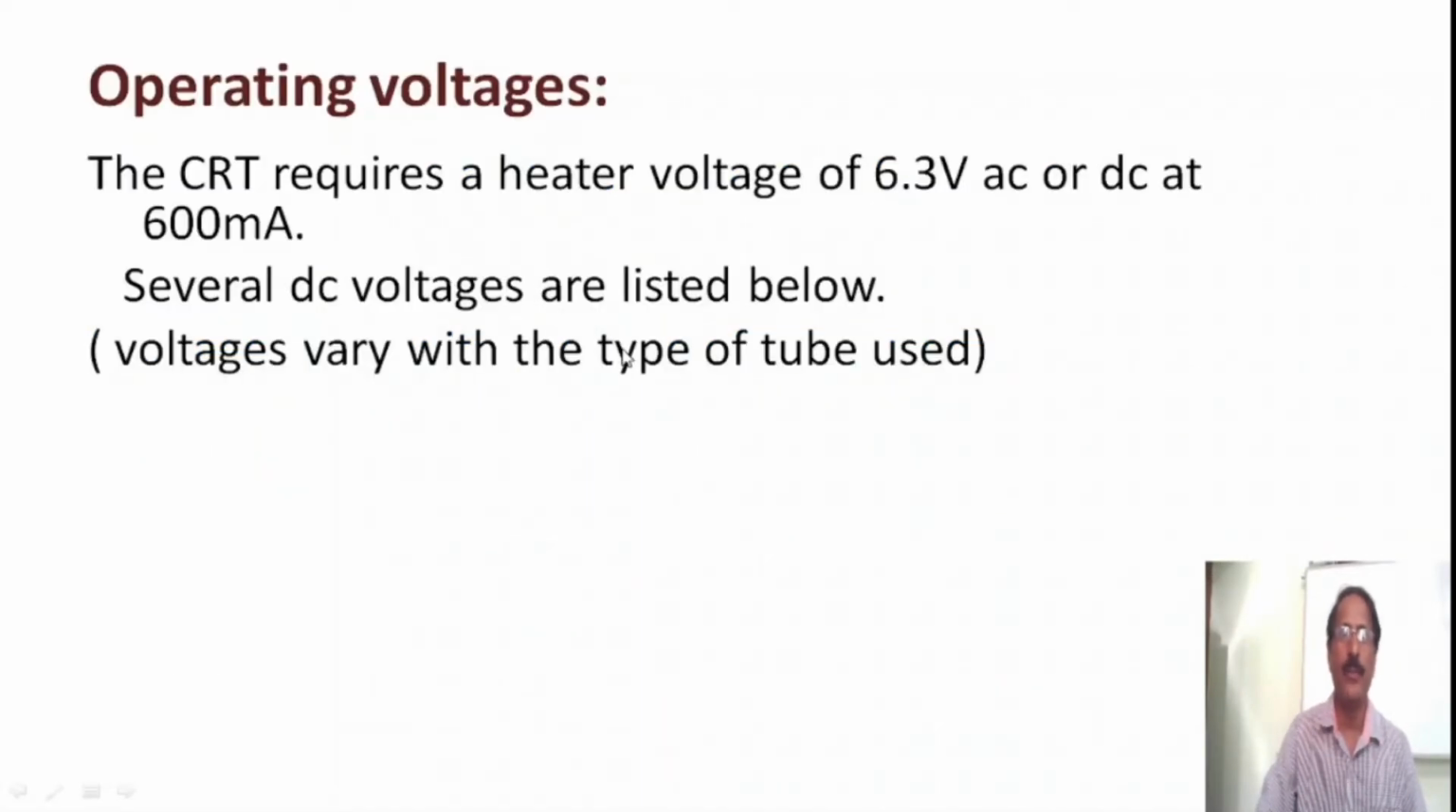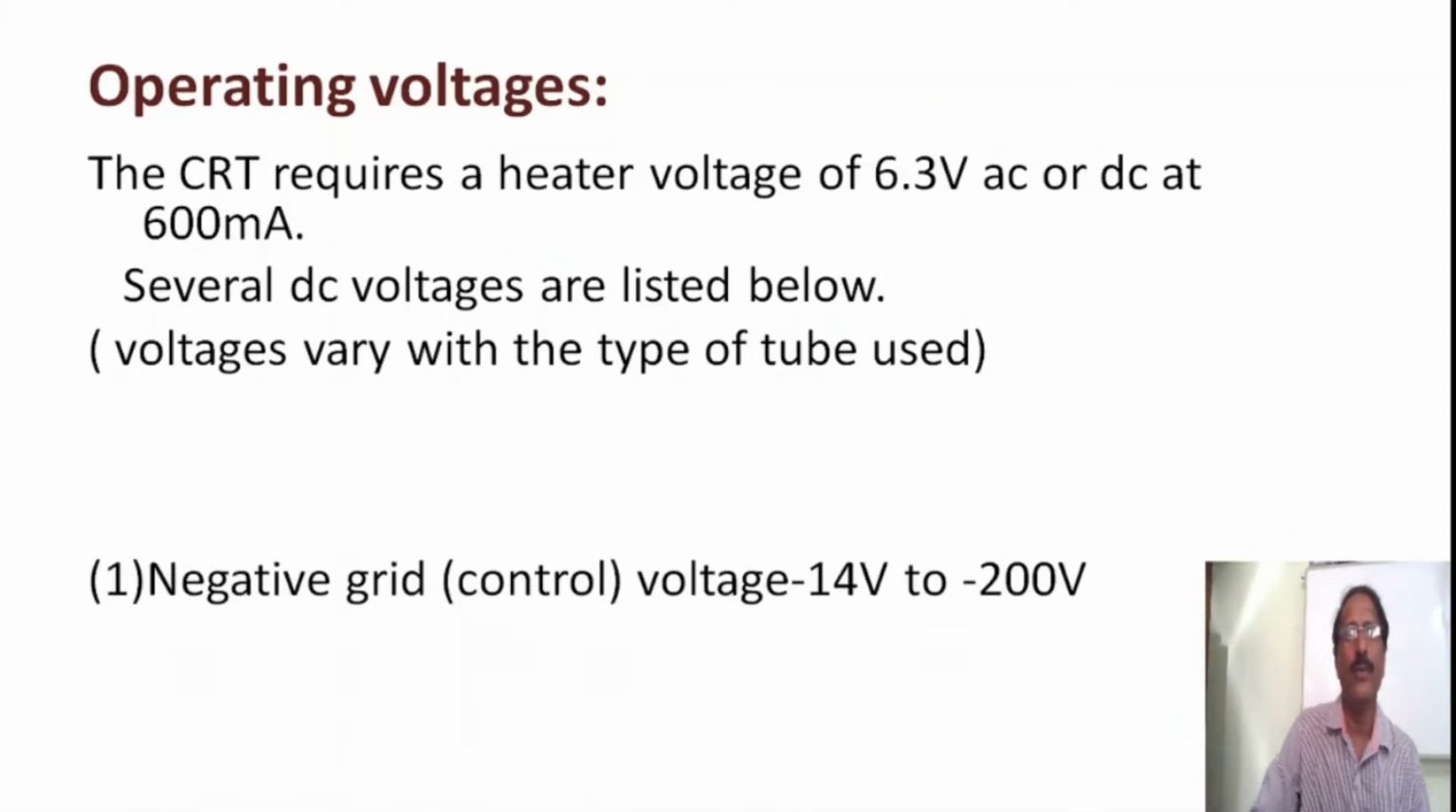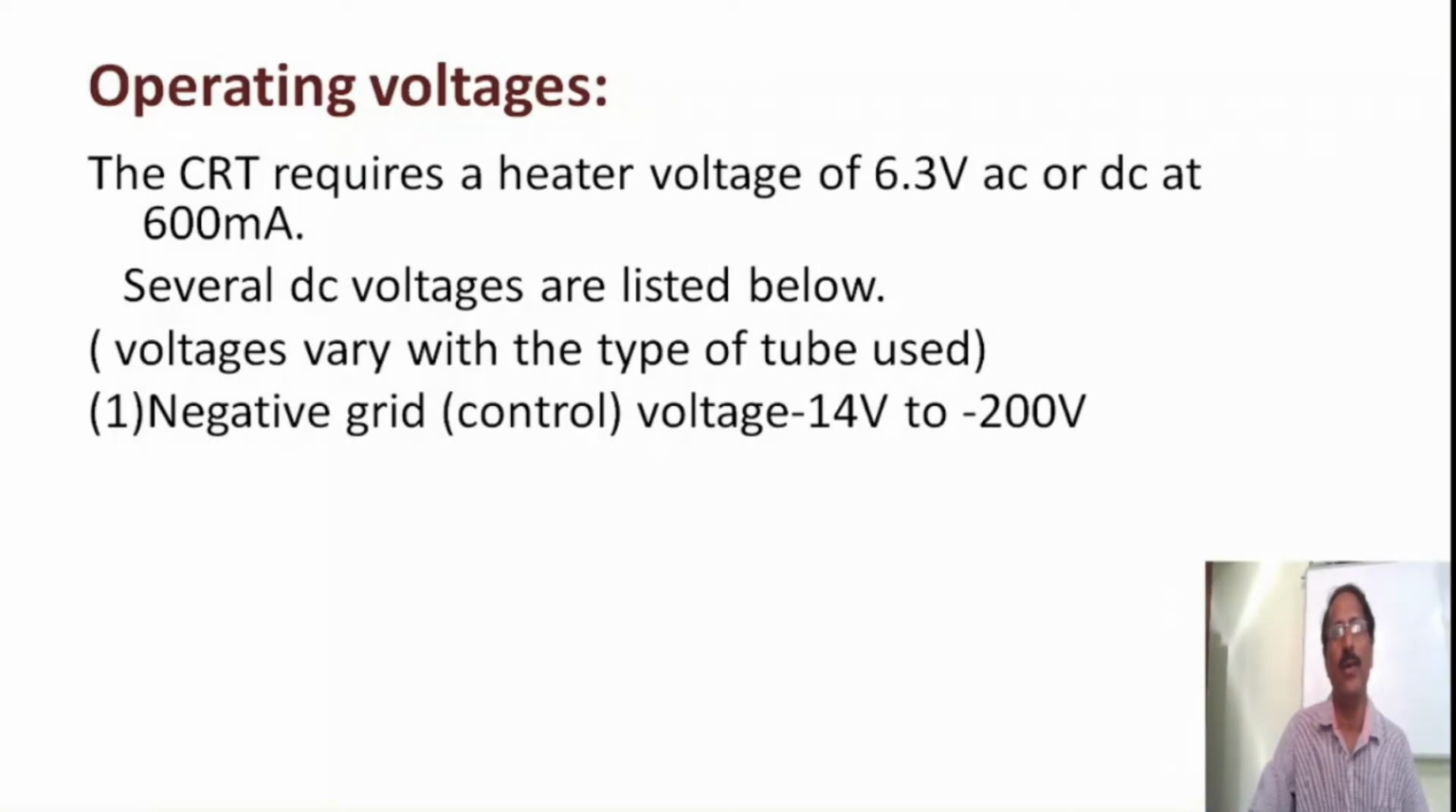Before going to discuss the other parts of the cathode ray tube, now let us see the operating voltages used in the cathode ray tube. This cathode ray tube requires a heater voltage of 6.3 volt AC or DC at 600 milliampere. Different DC voltages are used in the cathode ray tube. The first one is the negative grid voltage, which is minus 14 volt to minus 200 volt.